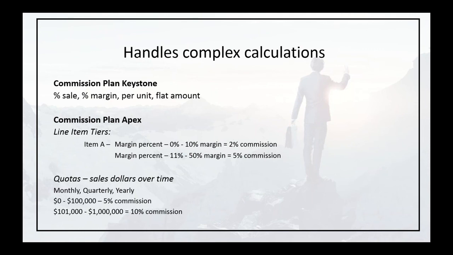Now, Commission Plan Apex also has several other things that people love. If your company reduces commissions as the invoice ages, say, you give no commission after the invoice ages 120 days, the software can automatically take care of that for you and reduce the commission.